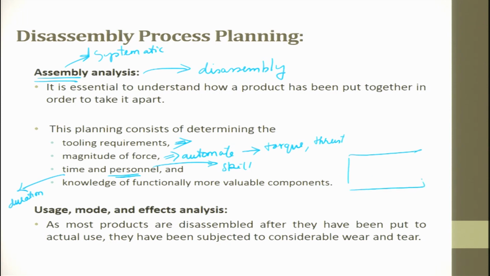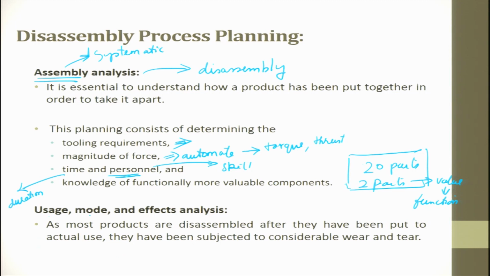Suppose you have a sub-assembly. In this sub-assembly you have 20 parts, out of which 2 parts are going to be very much value-added parts as far as function is concerned, and not the cost. So, you should know this, pick up this, and handle this part in a very proper fashion such that you can do the disassembly process.